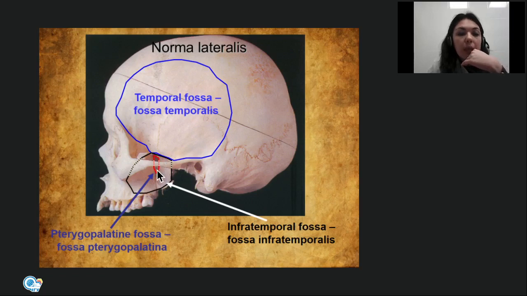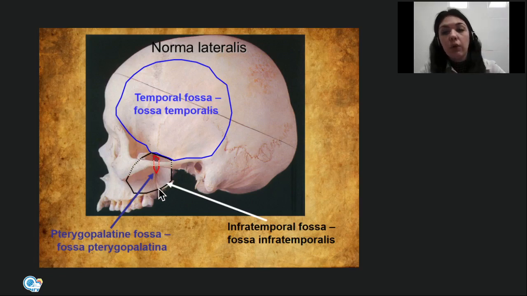And this pterygopalatine fossa has 6 communications. Though it is very small, it has 6 communications. First, it is the pterygomaxillary fissure that we have already mentioned, which laterally communicates with the infratemporal fossa. Then the inferior orbital fissure, through which it communicates with the orbit. Then there is the sphenopalatine foramen for communication with the nasal cavity, to be more precise, with the middle nasal meatus.